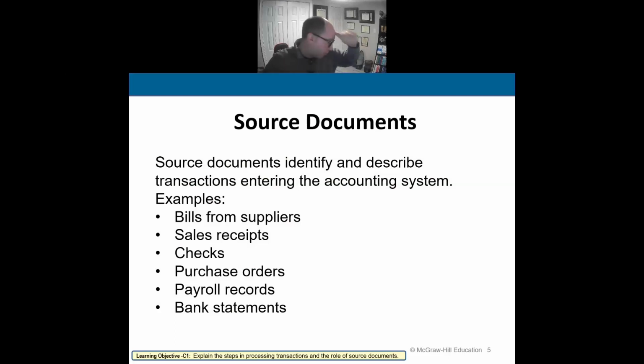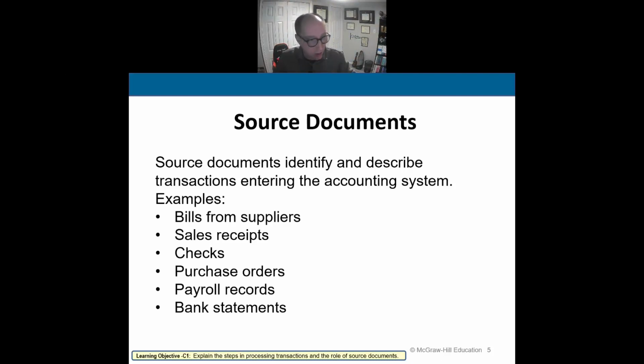The first part of recording a transaction is identifying the respective source documents. This is how the transaction originates. What information do I use to record the transaction? This would include things like bills from suppliers, sales receipts, checks, purchase orders, payroll records, bank statements. These are all what we call source documents. A source document is essentially the piece of paper, right? The check. It's the check or the piece of paper that represents the transaction.